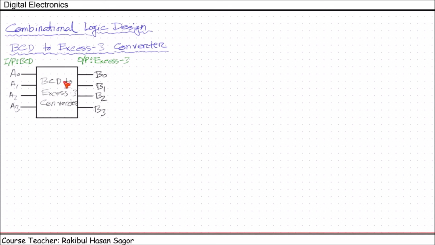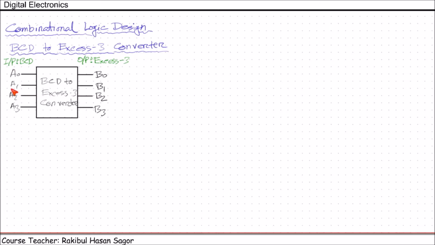Here we'll design another type of combinational logic circuit, that is BCD to Excess-3 converter. We know the function of BCD to Excess-3 converter. On one side, if we provide BCD input, on another side we'll get Excess-3 output. When we say the input is BCD, that means this number will start from 0000 up to 1001. That means the maximum value of input can be 9.